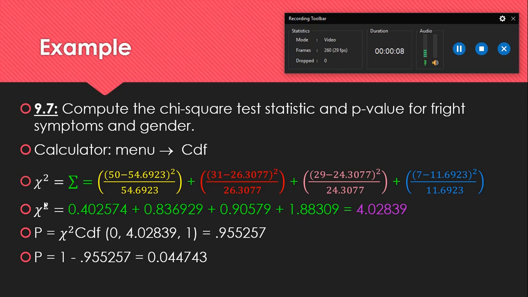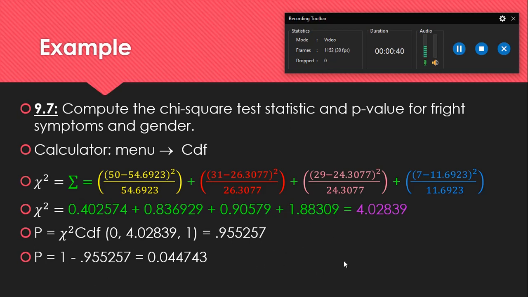These are the calculator keystrokes: chi-squared, CDF, and our lower bound is always 0. This was our chi-square value from yesterday, and we had 1 degree of freedom. This is what the calculator returned to me. Because we're in the upper tail on the right side, it's always a 1 minus. So this was the p-value, and at this level, we did have significant evidence against the null. And we could say that there is association between the fright symptoms and the gender.